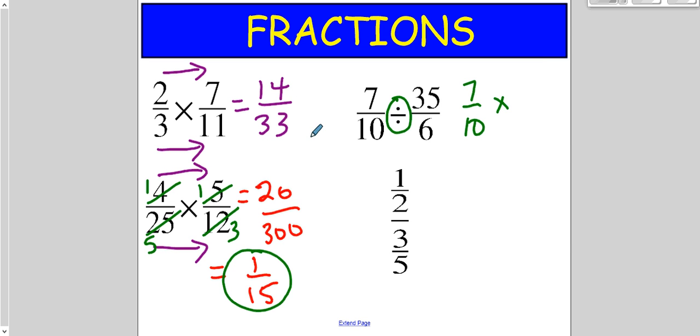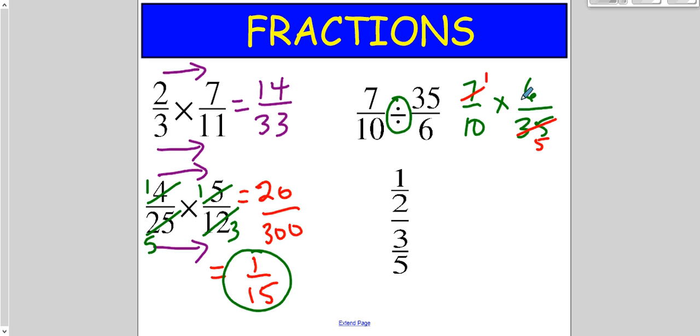And then take the second fraction, then flip it. So the 6 becomes the numerator, and the 35 becomes the denominator. Now I could multiply these straight through, just like I said before, multiply your tops, multiply your bottoms. But I noticed a couple of things. For example, 7 goes into 35 5 times. So that becomes a 1. 35 becomes a 5. And I have a 6 and a 10, and both of those are divisible by 2.